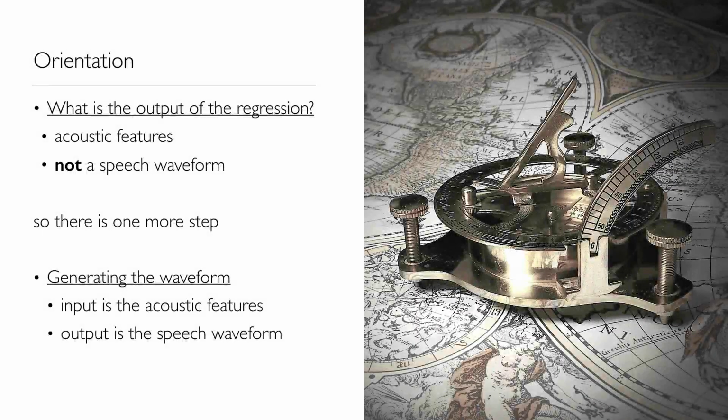So here is what we have already talked about. In the regression part, our input is the linguistic features and the output is some acoustic parameters. But these acoustic parameters are not the speech waveform. We need to do another step to generate the waveform based on the acoustic features.